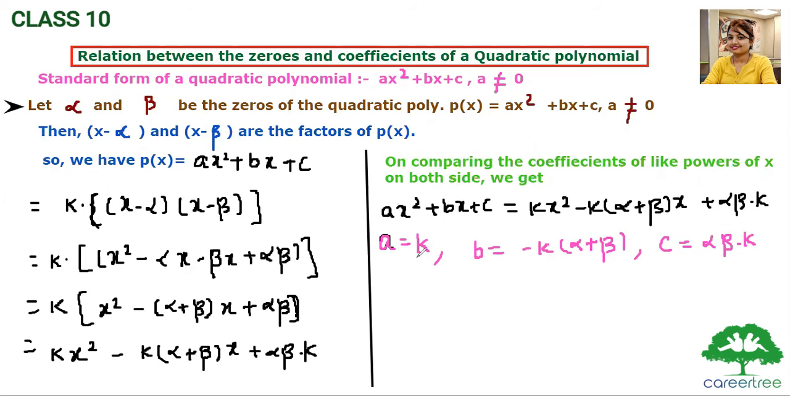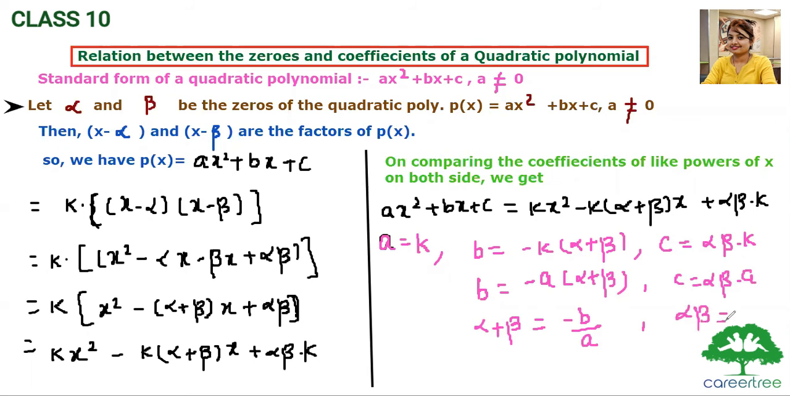Now we have got the value of k as a, right? So in the next two equations, we will substitute the value of k as a. So b equals minus a into alpha plus beta. From here we can get the value of alpha plus beta as minus b by a. In the other equation also, if we substitute the value of k as a, then we can find the value of alpha into beta as c by a.